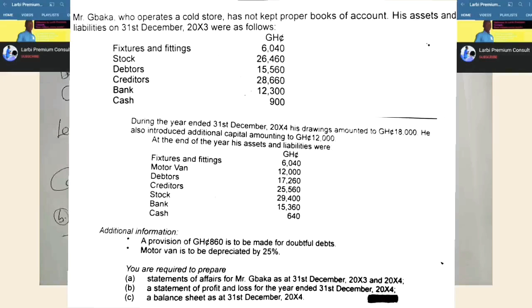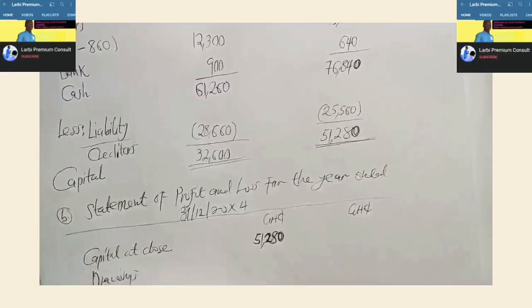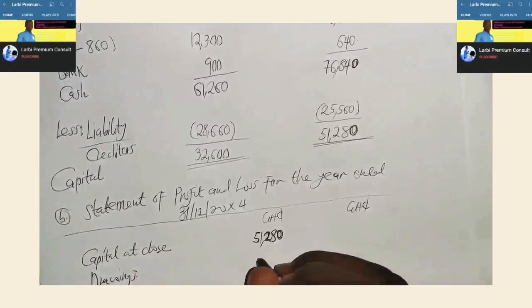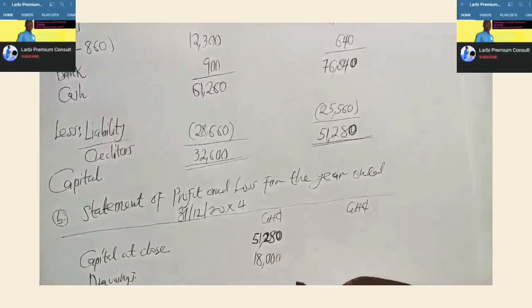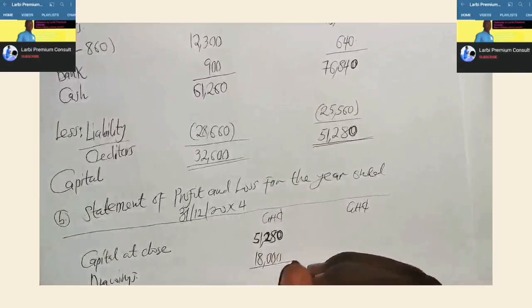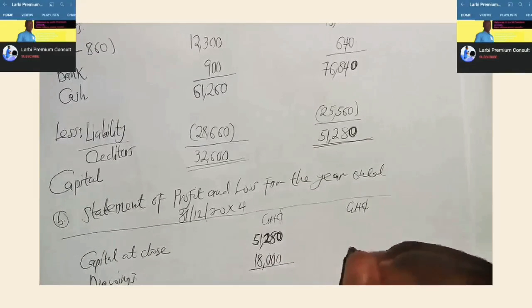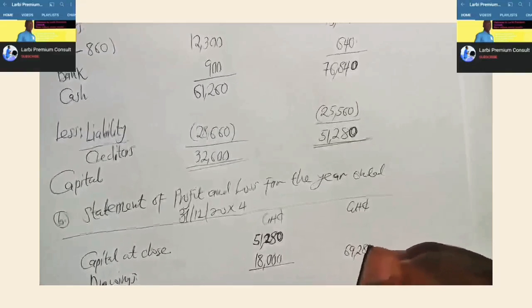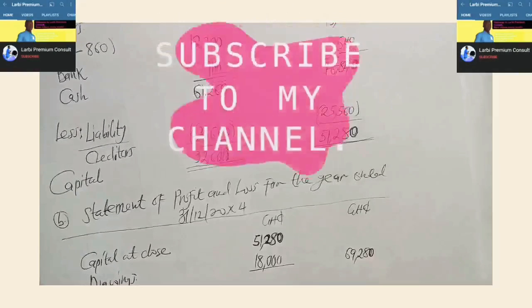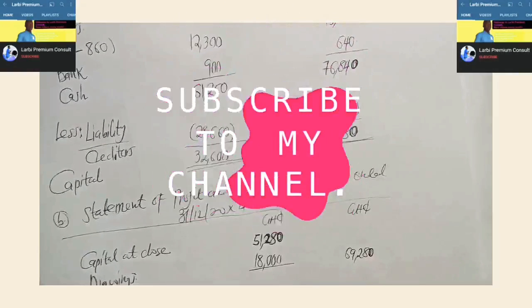Then was there any drawings that we made during the year? Yes, there was. During the year 31st December 20X4, his drawings amounted to 18,000. So drawings, just add the drawings back. It was part of the capital, but we want to know that in that case. So here it is 18,000. So that was also added, then I had 69,280 in that case.